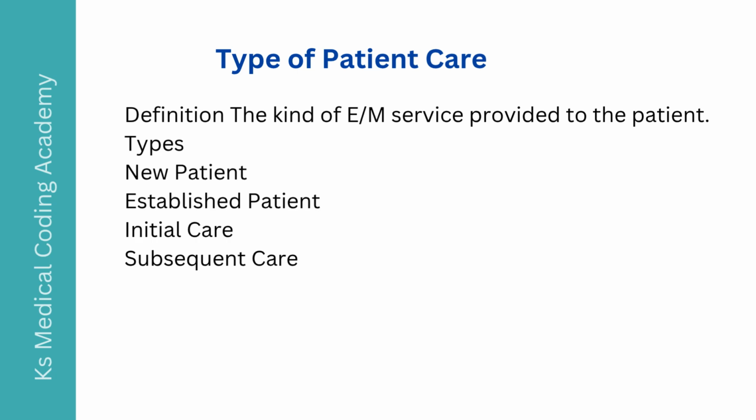For hospital services, patient care is further divided into initial care and subsequent care. Initial care refers to the physician's first encounter after admission, while subsequent care includes follow-up visits during the patient's hospital stay. Correctly identifying the patient type is one of the first steps in selecting the correct CPT code.